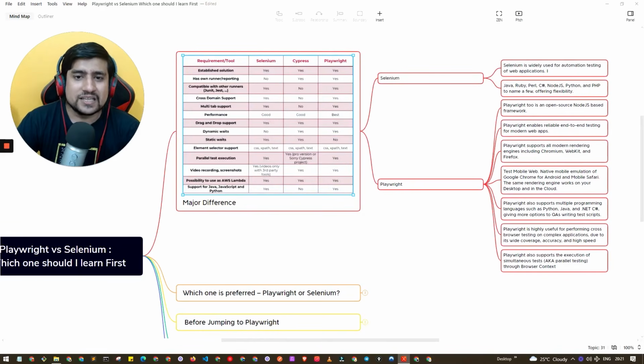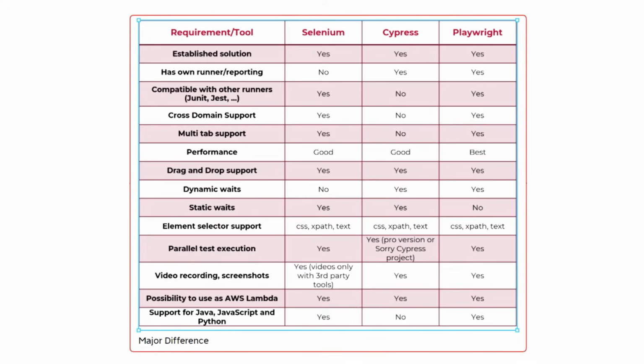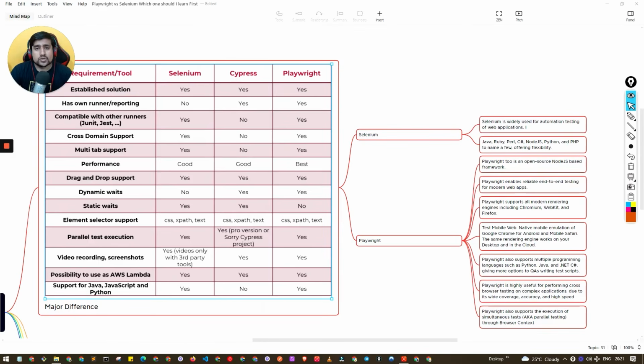First of all, let's see the major difference. I think this is one of the important diagrams that I have seen, where they have explained the differences between Selenium, Cypress, and Playwright. Let's go one by one. I think I have already explained the difference between Selenium, Cypress, and Playwright in one of my previous videos. I will put a link in the description so that you can watch it.